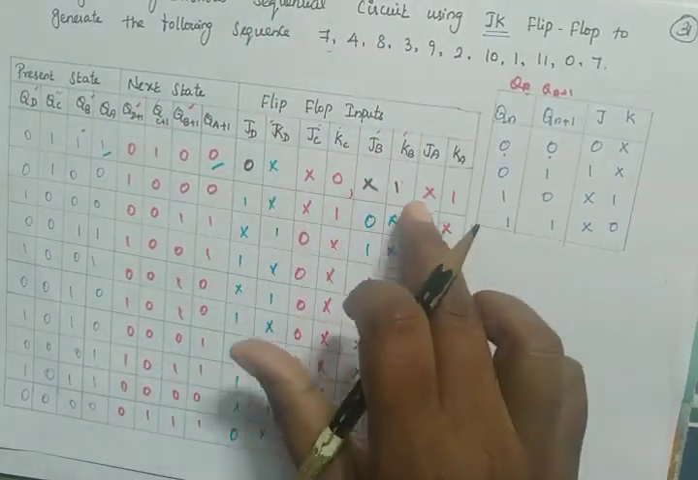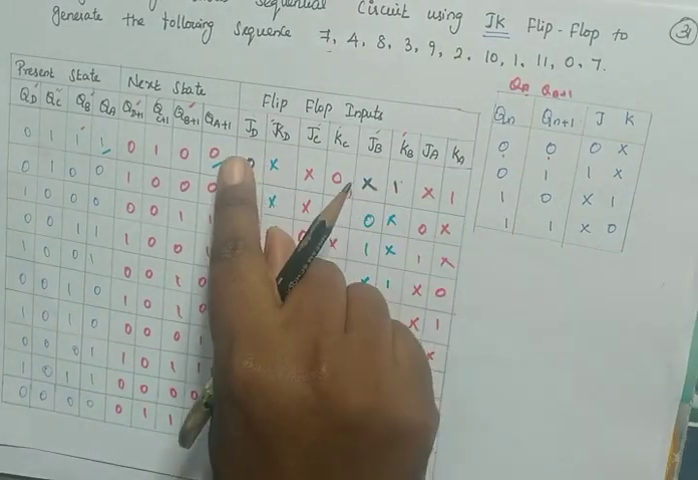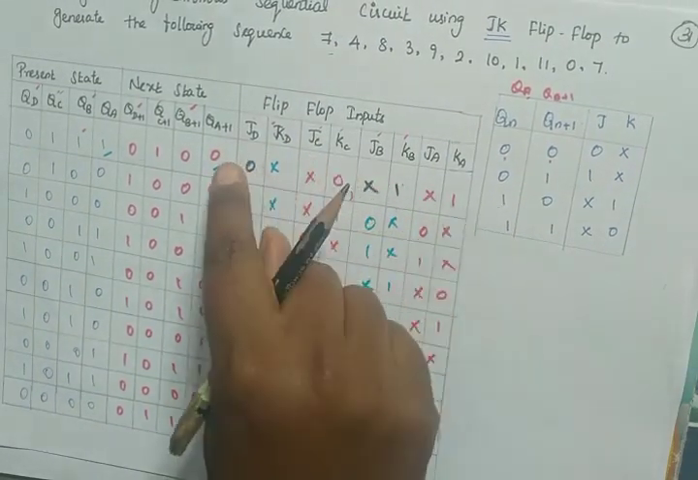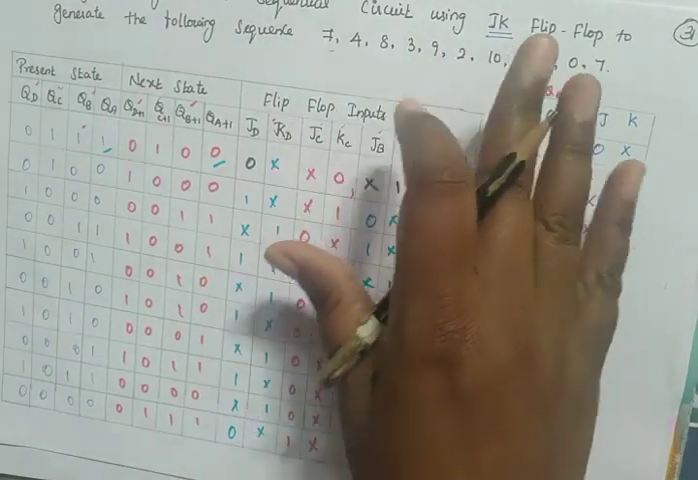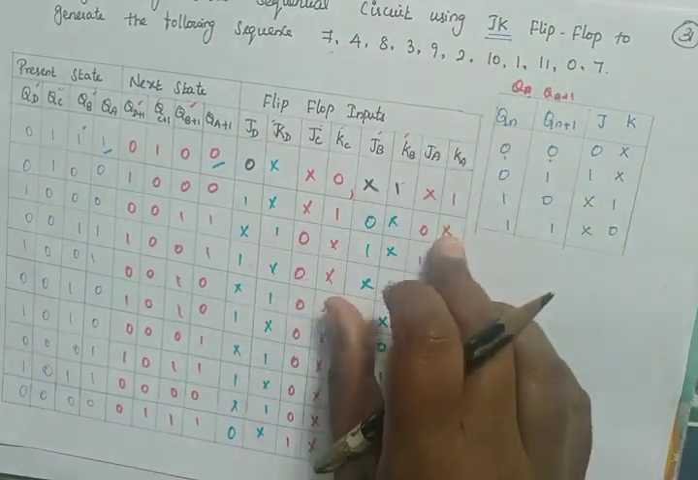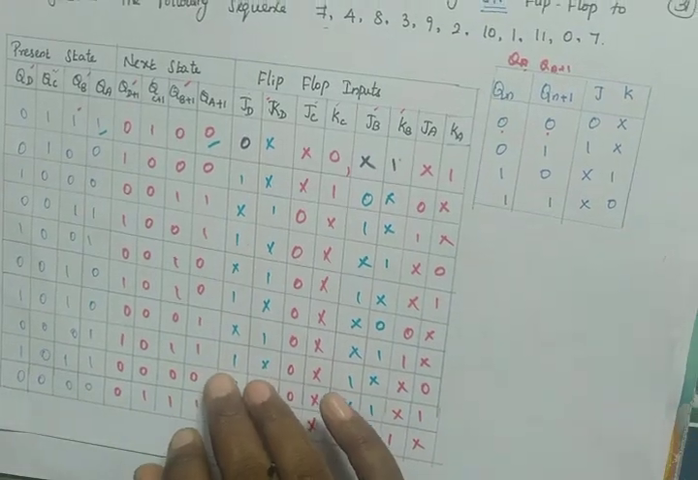Since it is a J flip-flop, it took more time. If it is a T or D flip-flop, we have only TA, TB, TC, TD or DA, DB, DC, DD, so the problem will be easy. With JK or SR flip-flops, it takes time to complete this table, the K-map, as well as the diagram. I hope you understand this.